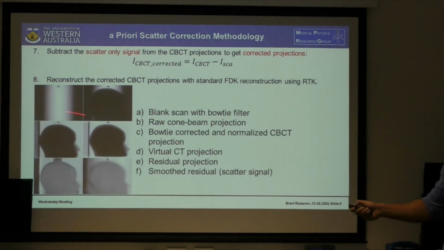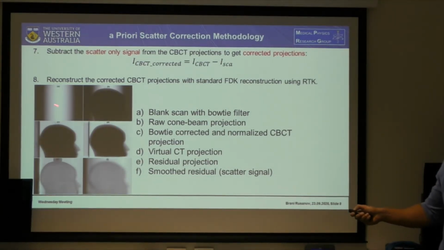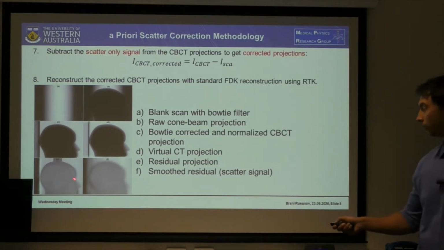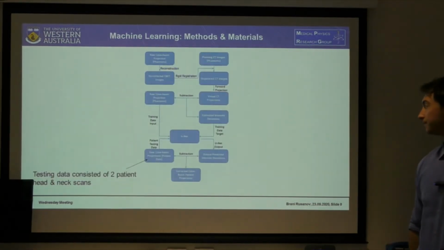And here I'm showing pictorially what all the various stages look like. So in A, we have the blank scan. In B, we have the raw cone beam projection. In C, we have the normalized cone beam projection, and we notice that we don't have those attenuation bands. In D, we have the virtual CT projection. In E, we've subtracted the virtual CT projection in order to get the residual signal. And in F, we've applied a smoothing function in order to extract the scatter signal.